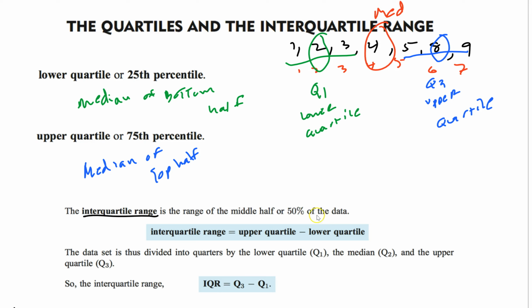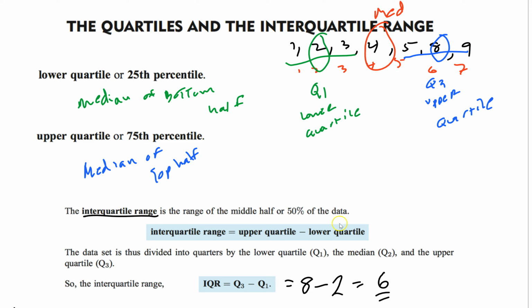The interquartile range is a very simple formula. Interquartile range, also known as IQR, is the upper quartile minus the lower quartile, as in Q3 minus Q1. So for our problem right here, if we want to find the interquartile range, I'm just going to do Q3, which for us was 8, minus Q1, which for us was 2, and I get 6. That's our IQR. Now what does that mean?